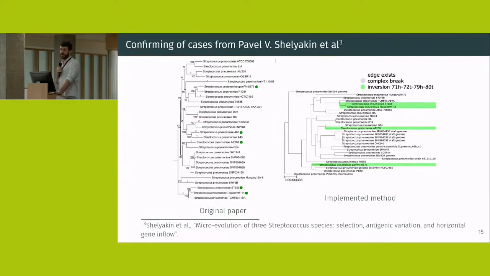For example, here we confirmed the case I started with from the Pavel Shelyakin paper. We work with the same Streptococcus genomes, and our parallelism score showed that the most important one is indeed the one mentioned in the original paper, and we see all the strains which have it. So if our tool had been there a year ago, it would have saved the authors some time and manual work.